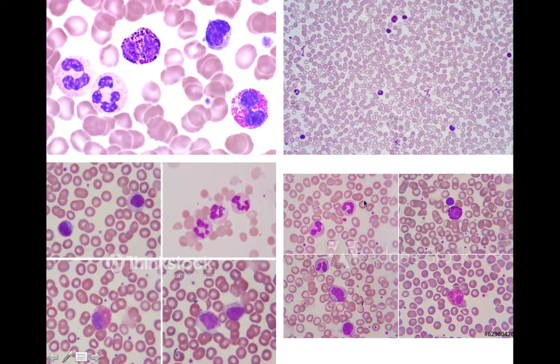So you can pause the video and look at the rest of these and see if you can identify the different types of blood cells. And we'll be looking at a bunch of blood cells in class later next week.